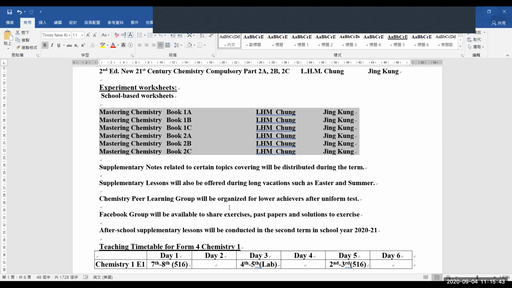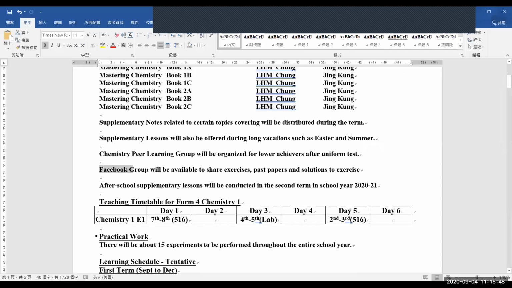And later on, indeed, in the past we used Facebook, but nowadays we will not use Facebook. We will use Google Classroom now. So we would use it to share the exercise, the past paper, and the solution to the supplementary exercise there, together with the Google Drive. So later on, once I've set up all those things, I will give you the link and place it in the description in the WhatsApp, such that you know where you can find it.